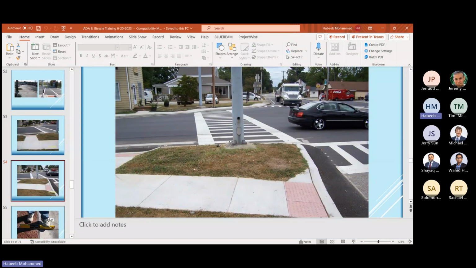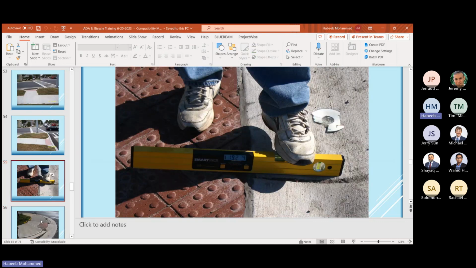Okay, this is also another picture of the same location. See how it is. I mean, the ramp is over here, but the crosswalk is telling people to go into that pole or something. So it is not right. Okay. All right, let's move on to the next one.